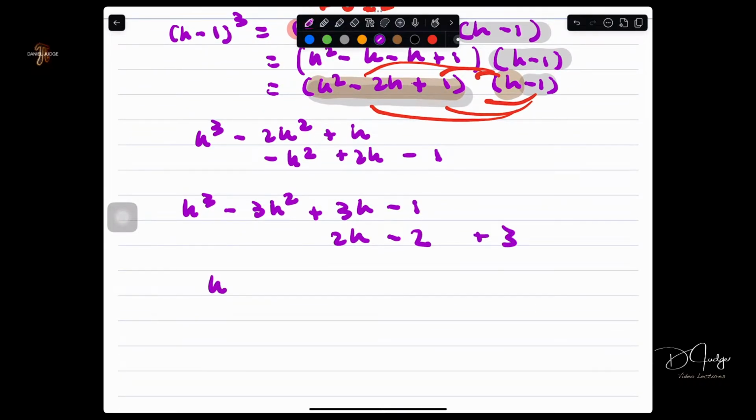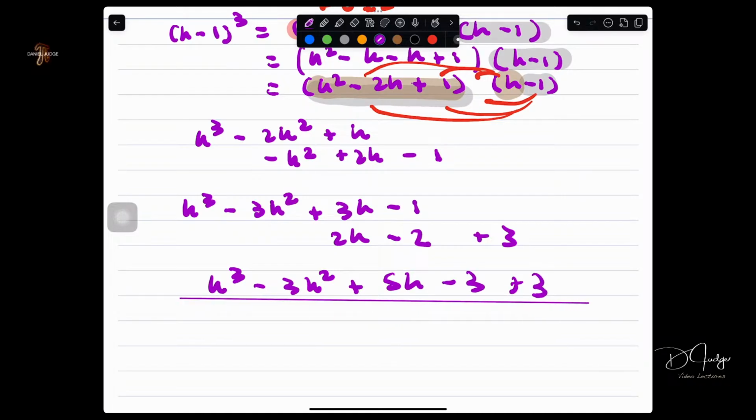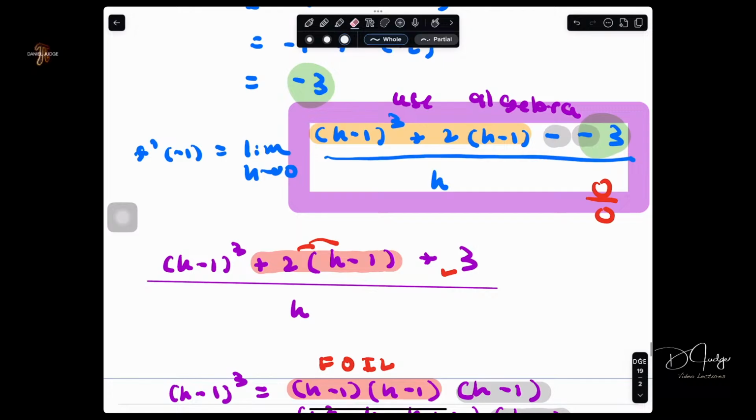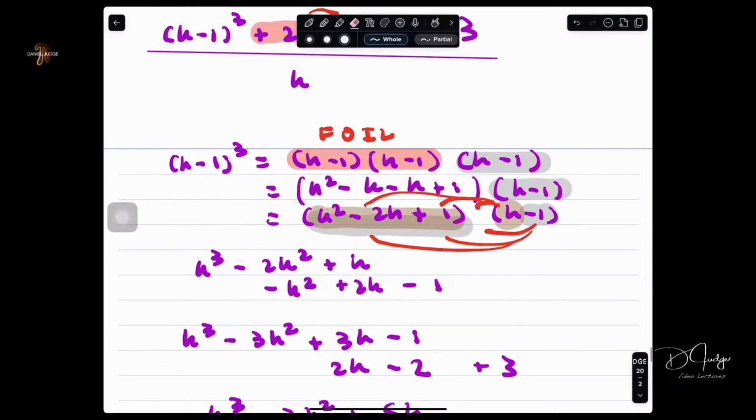And you end up with h cubed minus 3h squared plus 5h. And that's all because you got negative 3 plus 3, which would be 0. And don't forget this whole thing is over h. So we're actually doing the algebra right in here. That whole thing has been done.